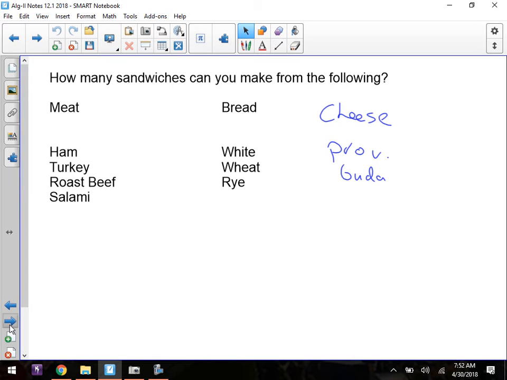So basically, what we're looking at is how many different sandwiches can you make from the following? You guys do a lot of that with the possible outcomes. If you've got 4 types of meats, 3 types of breads, and 2 types of cheeses, how many different sandwiches can you make if you had to choose one from each category?